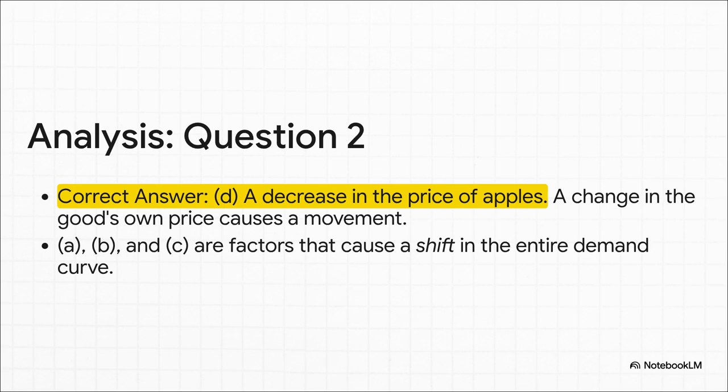This question is testing you directly on that movement versus shift concept we talked about. Remember, a change in the good's own price is the only thing that causes a movement along the curve. All the other options, A, income, B, tastes, and C, the price of a related good, are those other factors that cause a full-on shift of the curve.